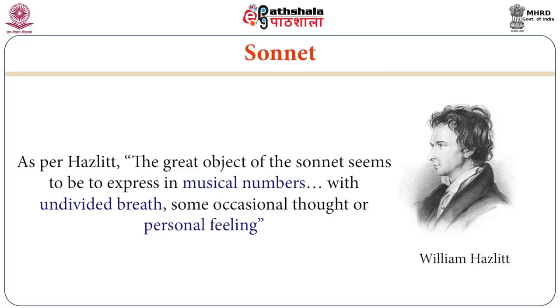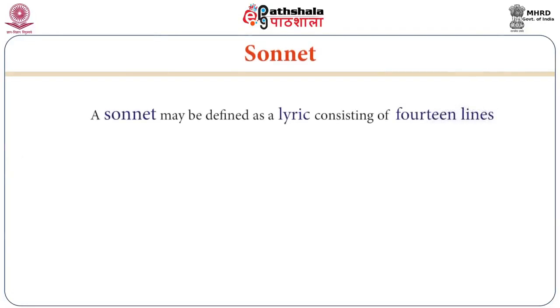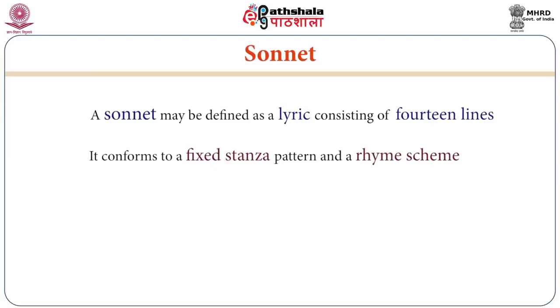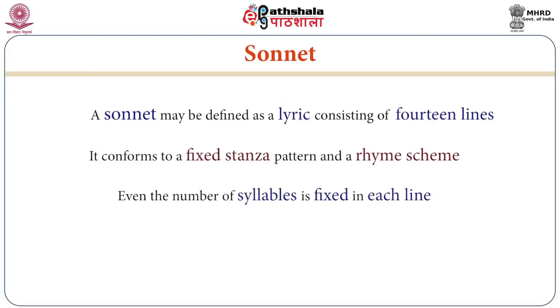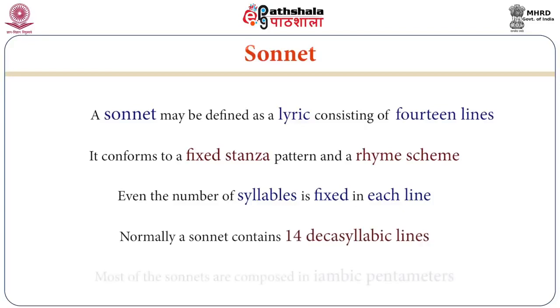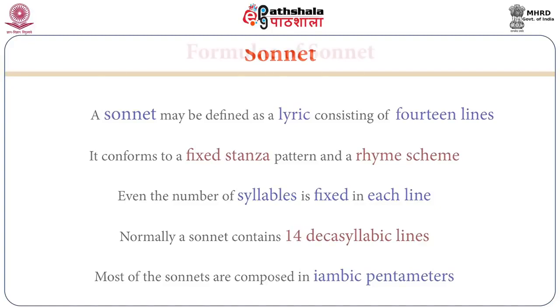So sonnet is a thought process. A sonnet may be defined as a lyric consisting of 14 lines, but there are some exceptions as well. It conforms to a fixed stanza pattern and a rhyme scheme. Even the number of syllables is fixed in each line. Normally, a sonnet contains 14 decasyllabic lines. Most of the sonnets are composed in iambic pentameter. Iambic means unaccented, followed by accented syllable.